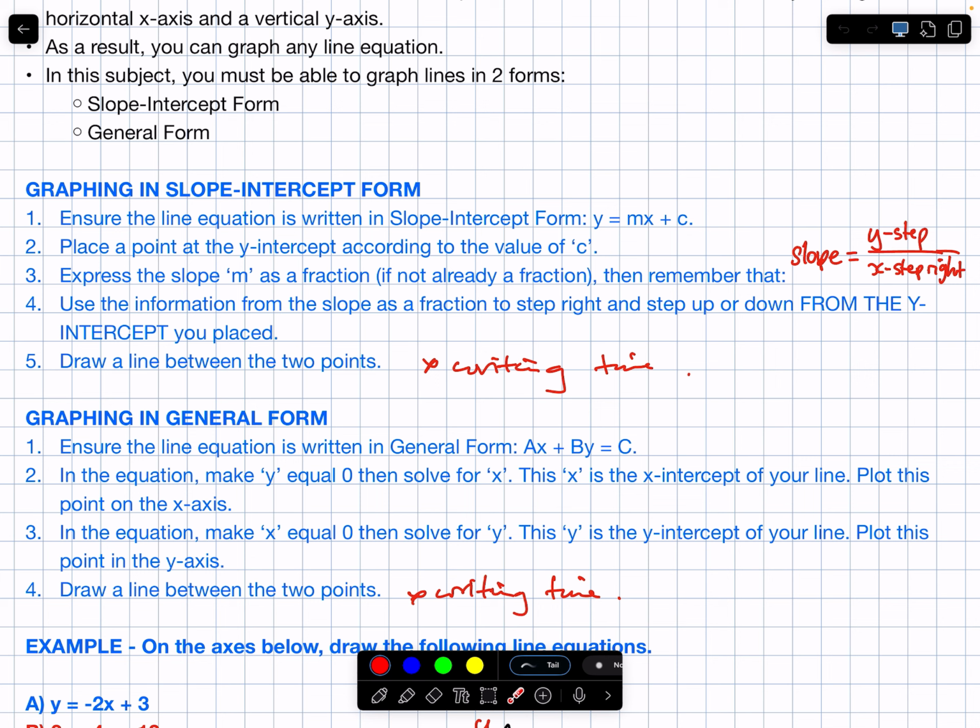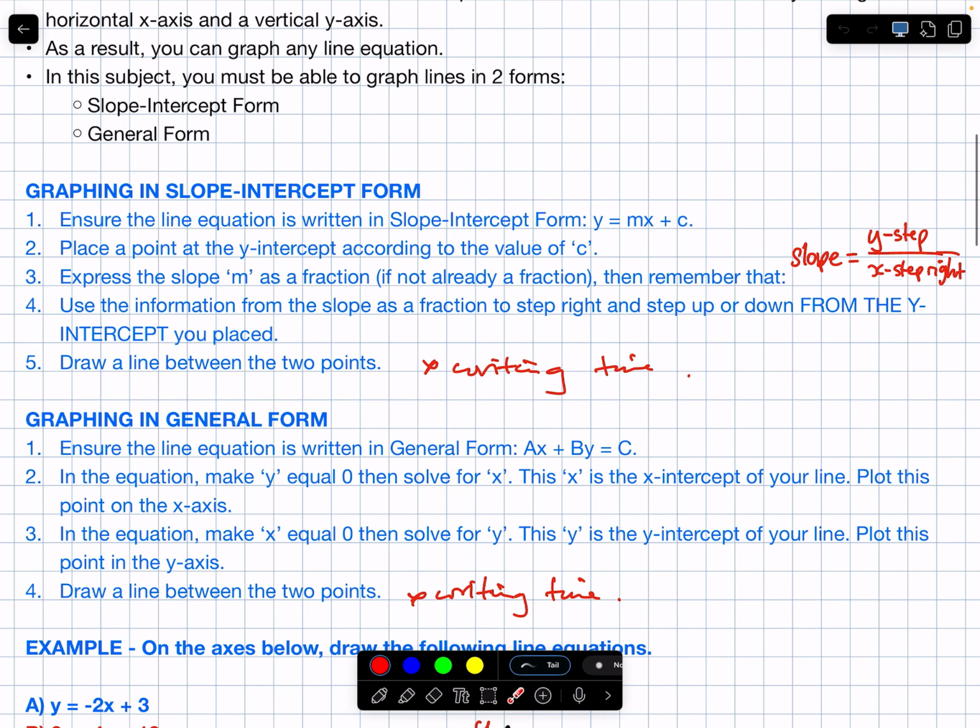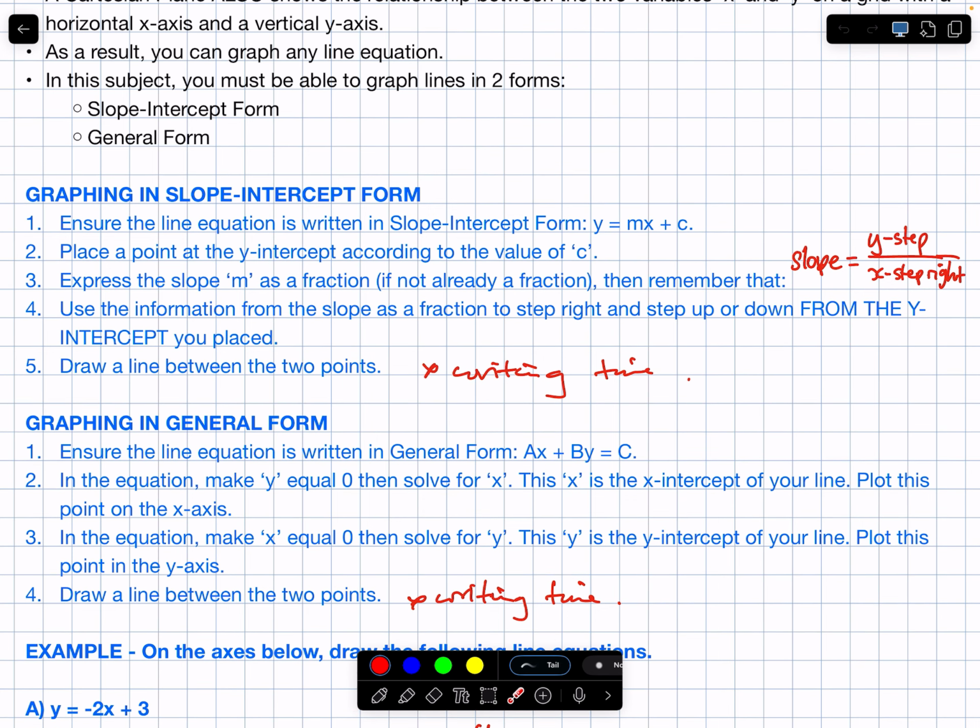Step 2, you place a point at the y-intercept according to the value of c. That is where your line starts. It starts at the dot you place on the y-intercept. Step 3, you express the slope m as a fraction. And just remember from last lesson that the slope is the y step over the x step to the right, so that there's no confusion.